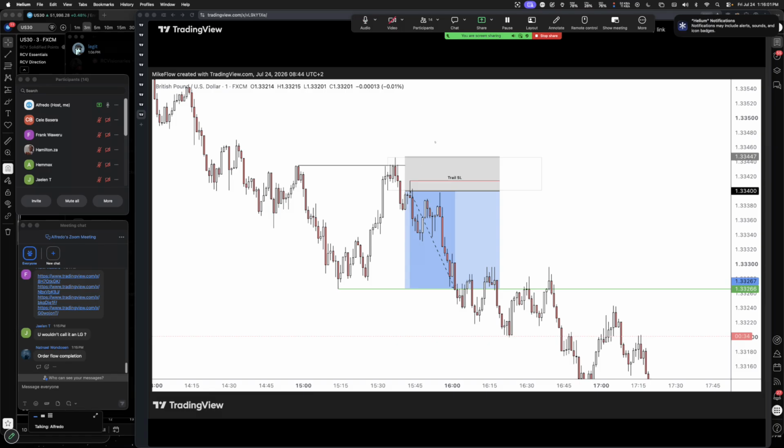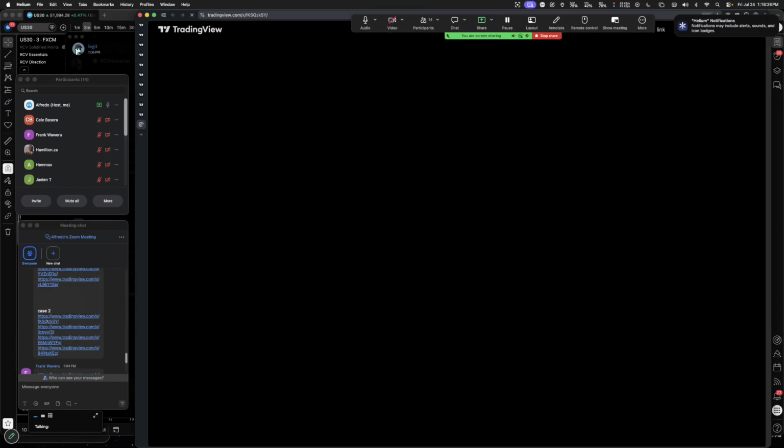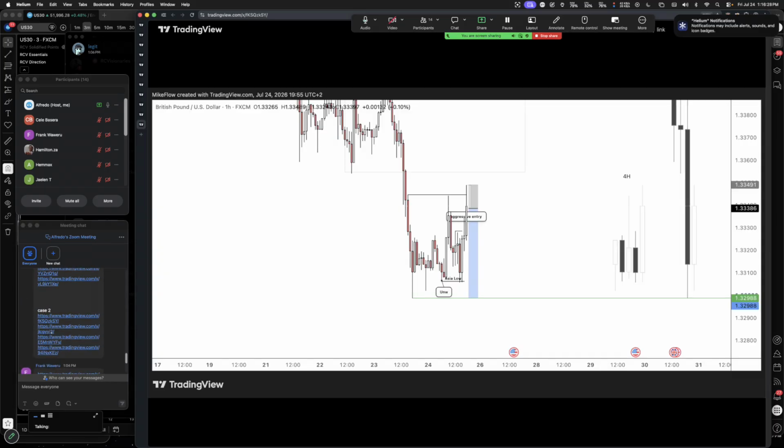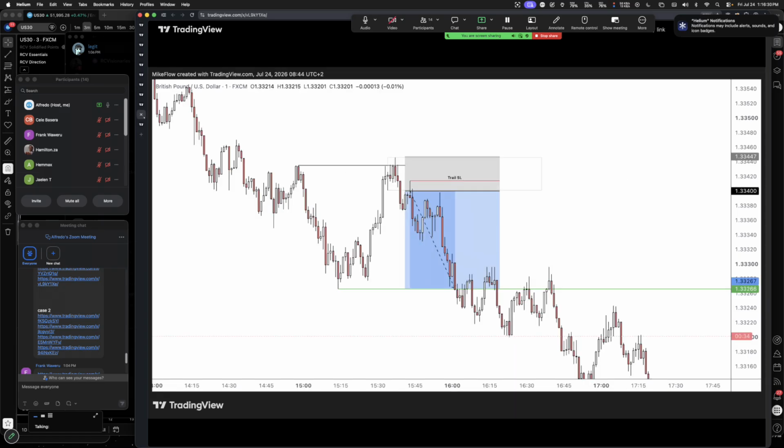You wouldn't call it an LG? I mean, yeah, it's an LG, but this is a very common pattern, and I'm very, very confident about entries that do this. You could say it's order flow completion, right? It could be a couple of things, but it's just that little pattern. I guess it'll fall under order flow completion. That's fine. But yeah, that's a very good trade though. I think you showed me the outcome. Yeah, very good.